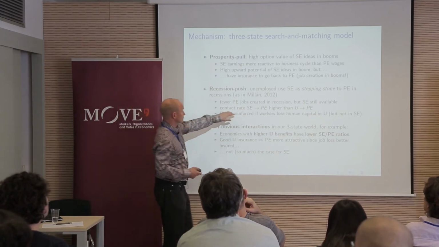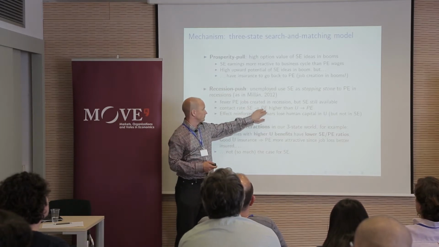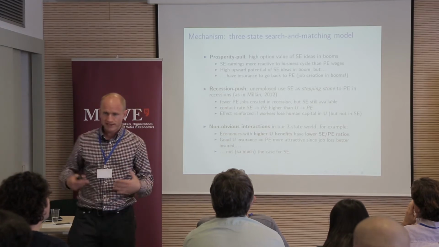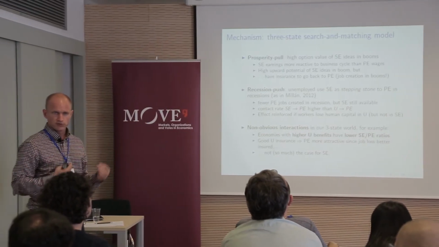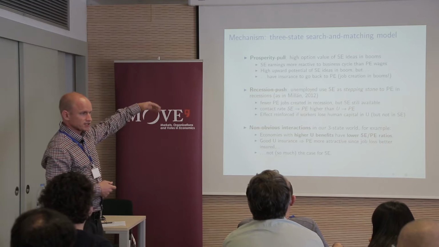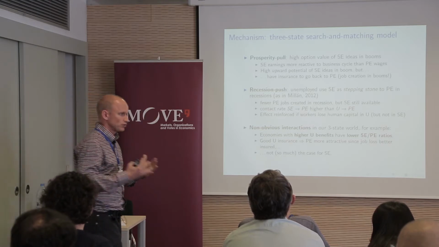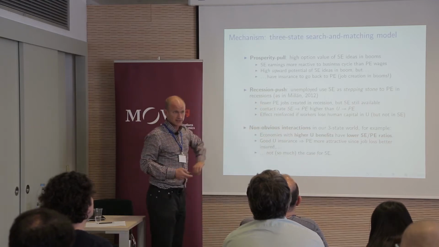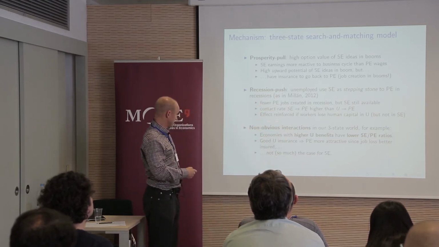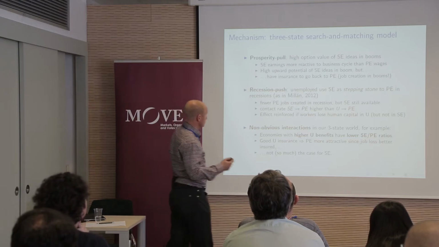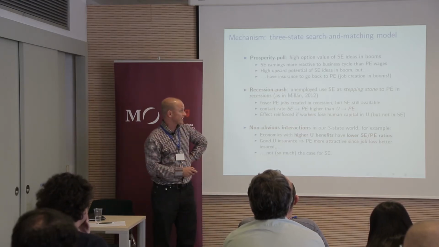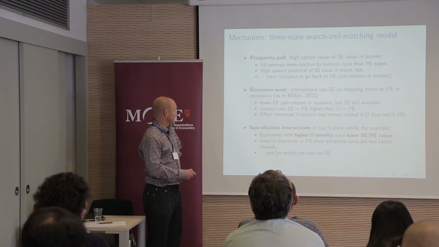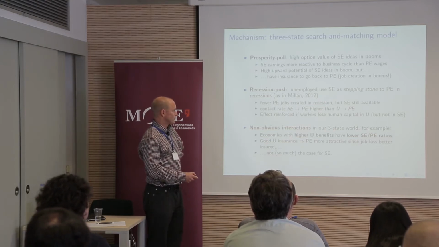And you need the contact rate of SE to paid employment to be higher than out of unemployment. So it could be that you maintain your business contacts, so you just have more opportunities coming. You can also see it as a shortcut of a signaling story, that you just don't want your CV to look so bad, which we cannot explicitly model here. So that's out of the question for us. The effect would be reinforced, though we haven't done that yet, if workers lose human capital in unemployment but not in self-employment.